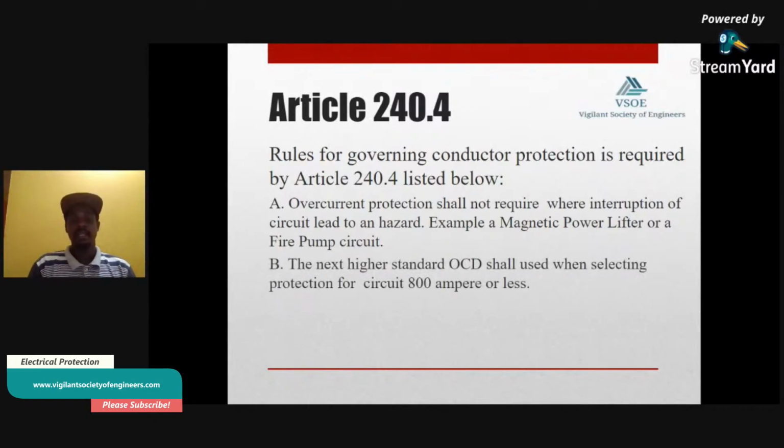Now, the next highest standard overcurrent protection device shall be used when selecting protection for circuits of 800 amperes or less.